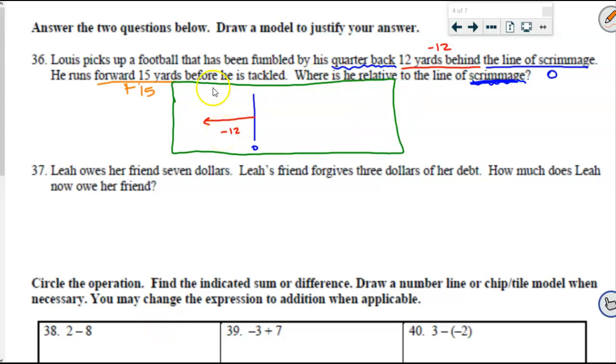Now, again, I know nothing about football, but I do know that when we stop at 12 yards behind and then I go forward 15 yards, I'm going to pick up right where I left off and then go forward 15. Where are we now? Kale. Yeah. Good job. 3 yards ahead. We went forward the 12 and an extra 3, so we are at 3 yards ahead, or a positive 3.